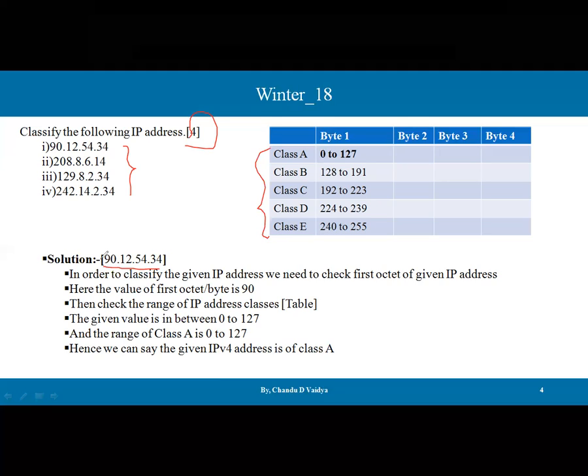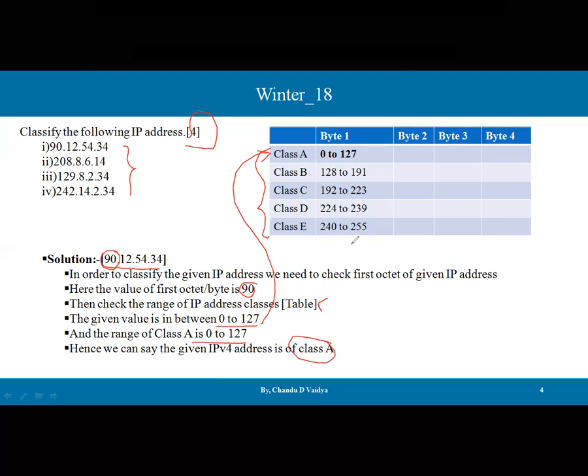12.54.34. So what do we have to do? We have to only take the first octet, and the first octet value is what? The 90. Okay, then refer to the table and see where it lies. It is lying in 0 to 127. So this 0 to 127 is class A. So we can say this given address belongs to class A.